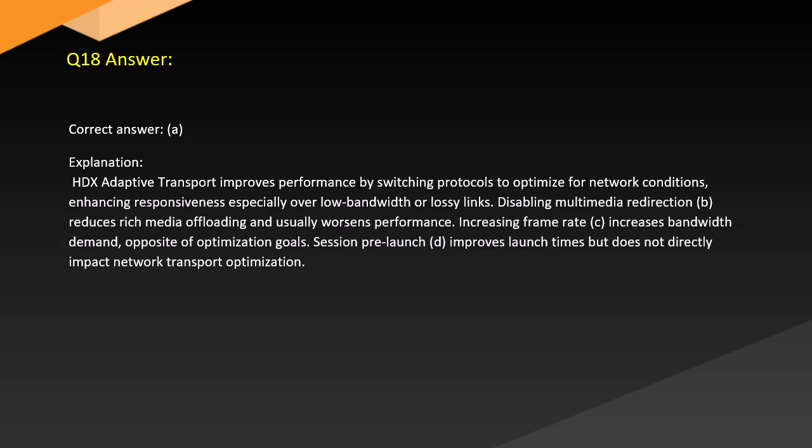Answer. Correct answer: A. Explanation. HDX adaptive transport improves performance by switching protocols to optimize for network conditions, enhancing responsiveness especially over low bandwidth or lossy links. Disabling multimedia redirection (B) reduces rich media offloading and usually worsens performance. Increasing frame rate (C) increases bandwidth demand, the opposite of optimization goals. Session pre-launch (D) improves launch time but does not directly impact network transport optimization.